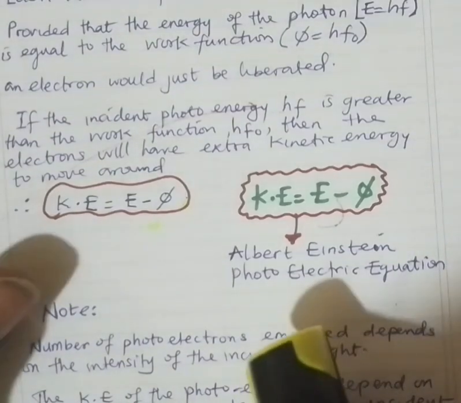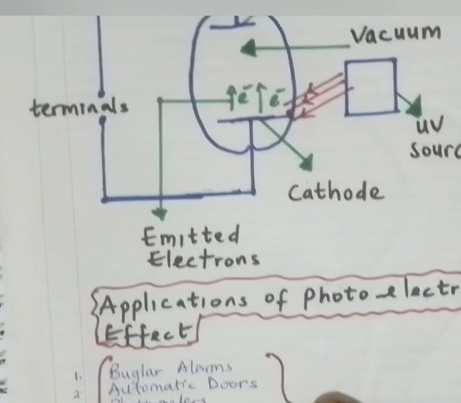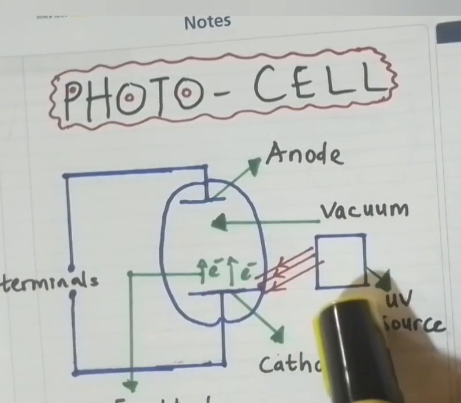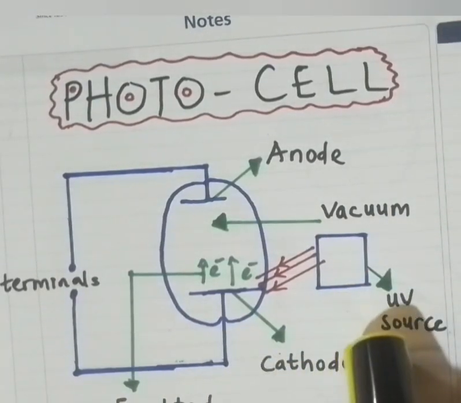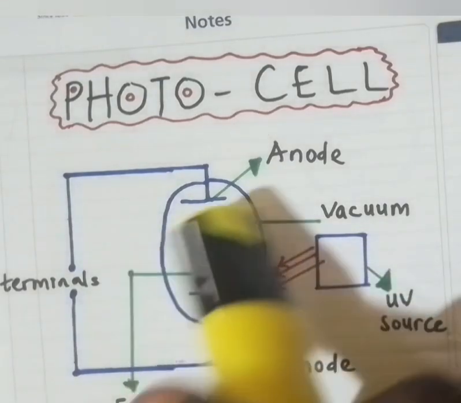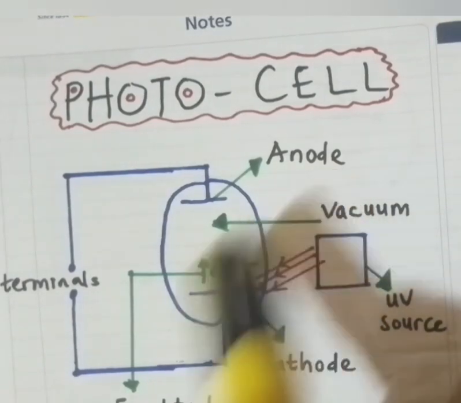Okay, so now we move very quickly to the next part, which is this photocell. What goes on here? Look at this box here. This box is a UV source. A UV source is an ultraviolet source. So it brings out light of a particular energy. And we have this diagram here. You have an anode and the cathode. The cathode is the negative pole, while the anode is the positive pole.